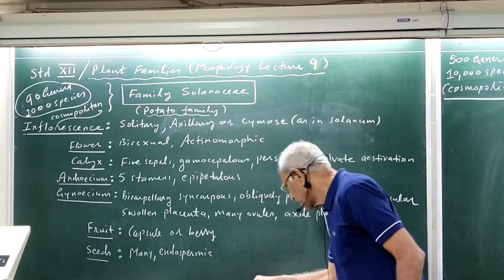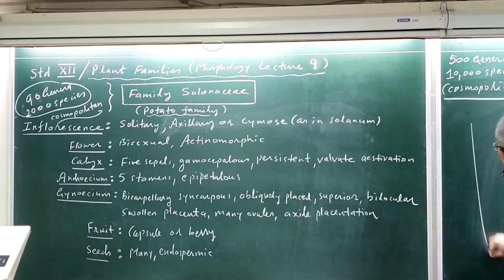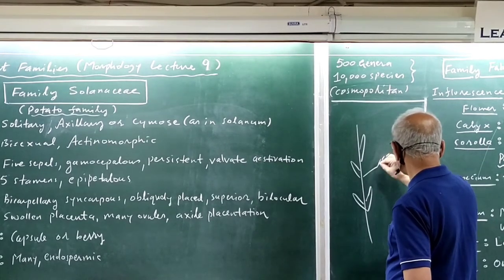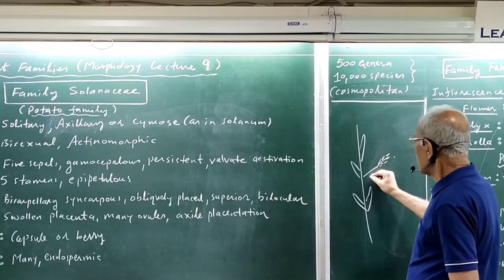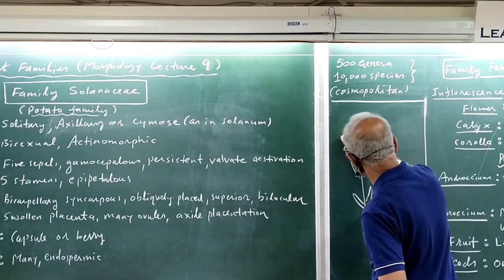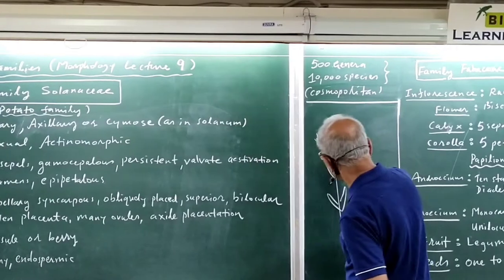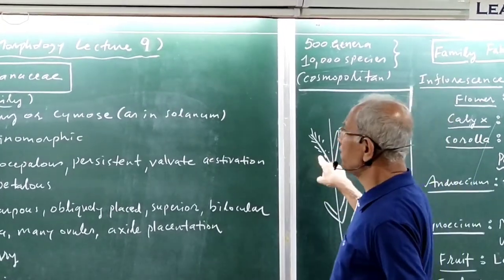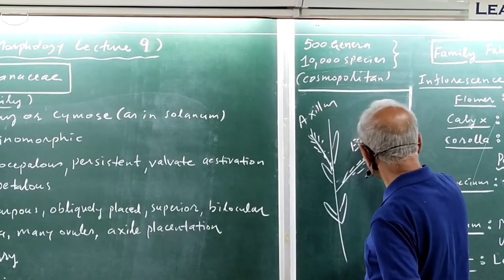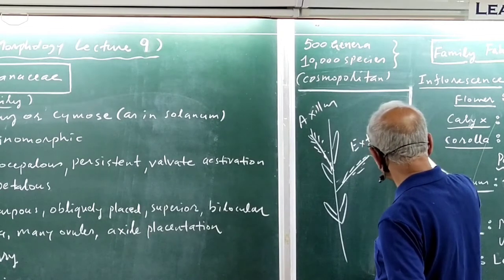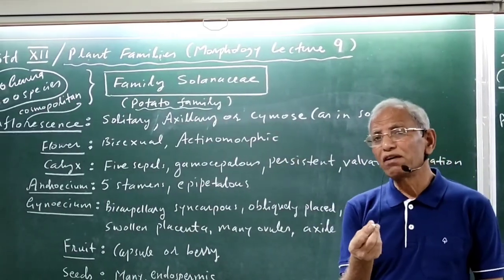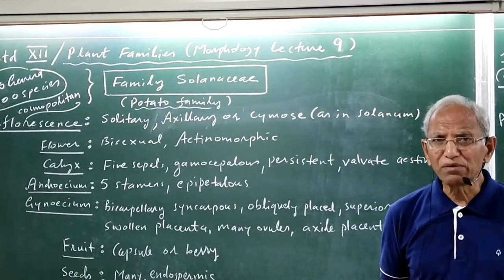Axillary means something like this. I'll just draw a simple diagram. Suppose here is the main axis, and suppose this is an axillary inflorescence. Here are the flowers. This is the meaning of the word axillary. I'm sorry, it's not like that. Axillary is through the axil, through the axillary bud. This is an axillary inflorescence, and this is extra-axillary. Extra-axillary is that which is not developed from the axil of a leaf. And lots of differences are there. Whatever inflorescence types you have learned, they are good, but they are not the only types. There may be a lot of variations.